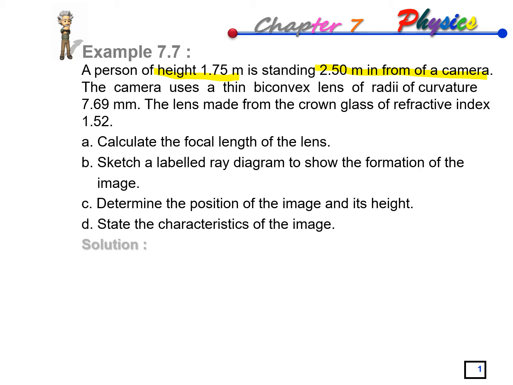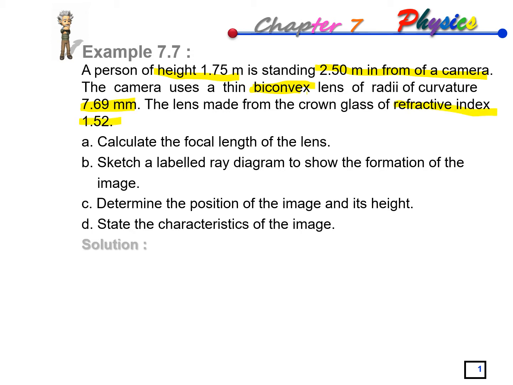The camera uses a thin biconvex lens, and the radius of curvature is given as 7.69 mm. For the shape you can refer back at the diagram. We have a biconvex, so that means it will have a convex surface on both sides. The lens is made from crown glass, where the refractive index is given as 1.52.